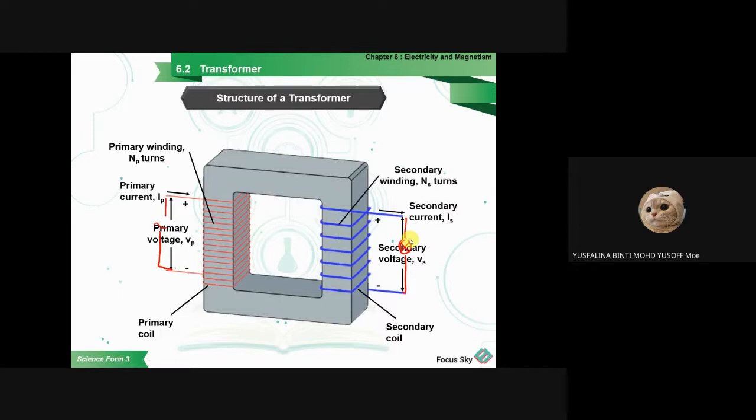And here this is the primary coil. If they ask you for the voltage, this is called the primary voltage, and this is the secondary voltage.